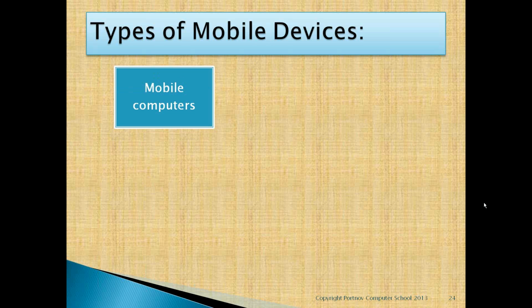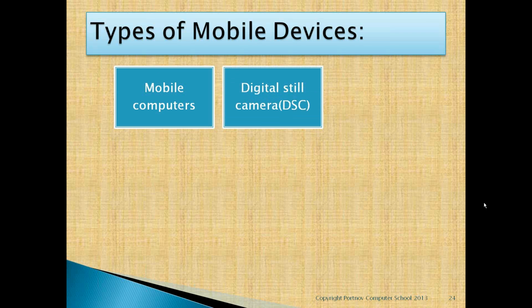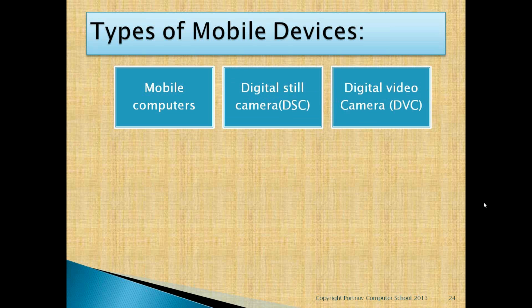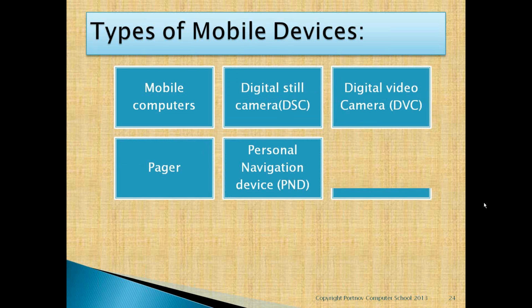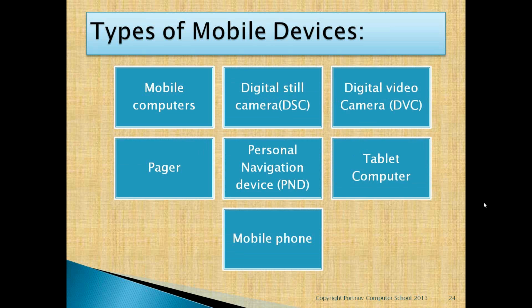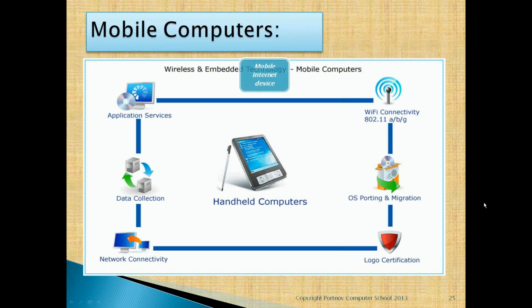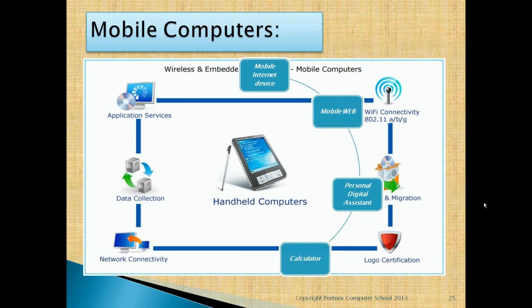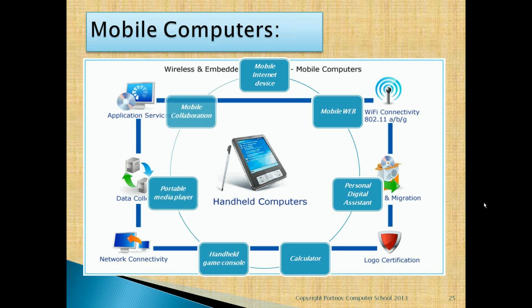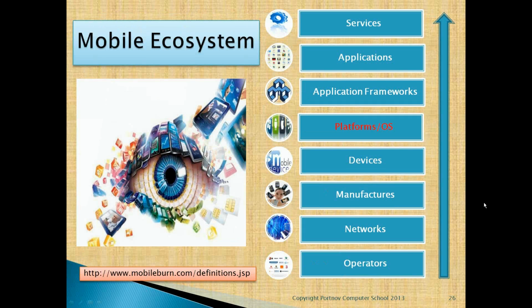There are actually many different types of mobile devices. When we talk about mobile devices, everybody thinks about the mobile phone, and actually it's much more than that. It's mobile computers, digital still cameras, digital video cameras, pagers, personal navigation devices, tablets, and mobile phones. All these groups are considered mobile devices. And when we talk about mobile computers, it's not just mobile internet devices, but mobile web, personal digital assistants, calculators, game consoles, portable media players like the iPod, and mobile collaboration. All of this is considered mobile devices.